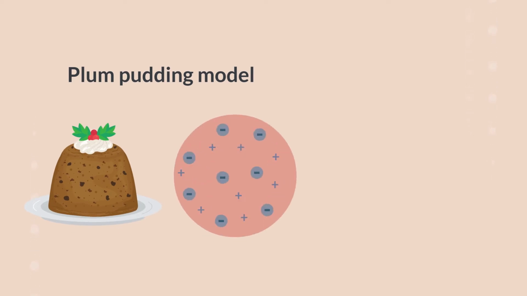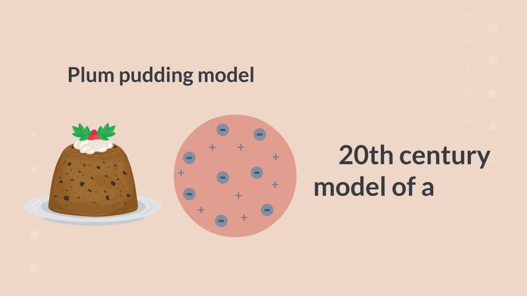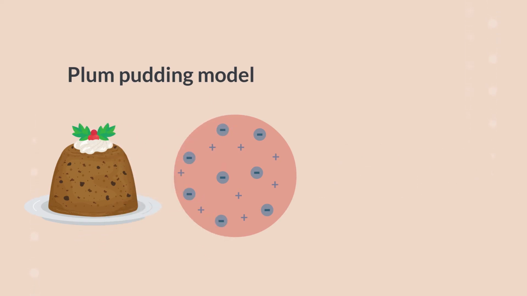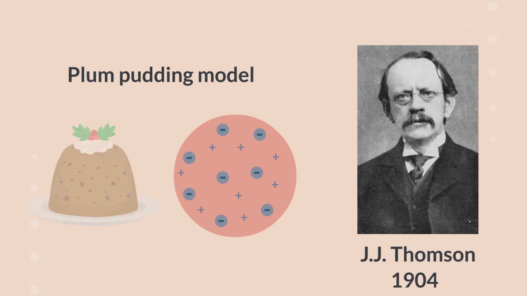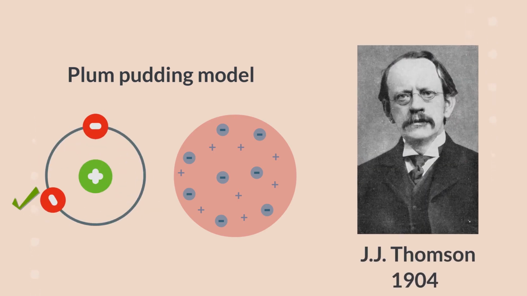Another important atomic theory is the Plum pudding model. The Plum pudding model is an early 20th century model of an atom. It was later found to be wrong. It was proposed by J. J. Thomson in 1904, after the electron had been discovered but before the atomic nucleus was discovered.